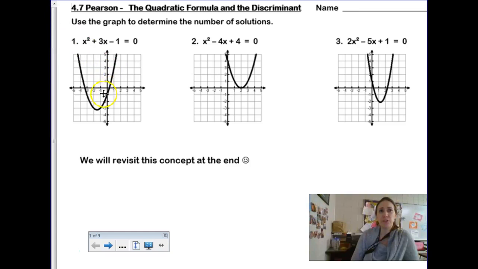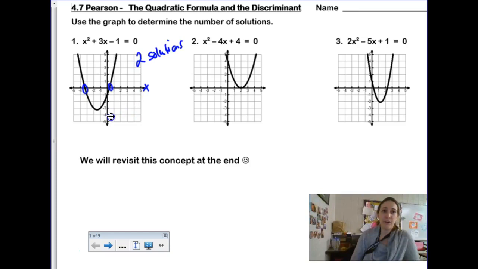So first thing I want to determine is if I was looking at a graph of a quadratic, I should be able to determine the number of solutions and possibly even approximate those solutions. The solutions are where your parabola is going to cross the x-axis. Those are going to be your real solutions. So I notice this parabola crosses the x-axis twice. So there are two solutions.